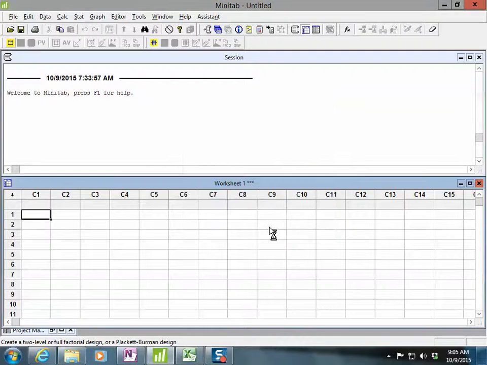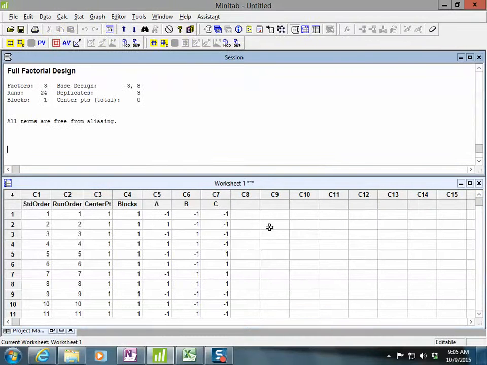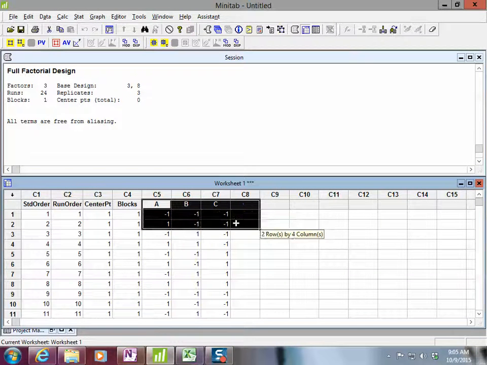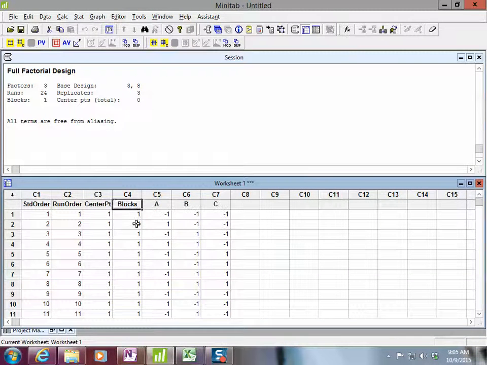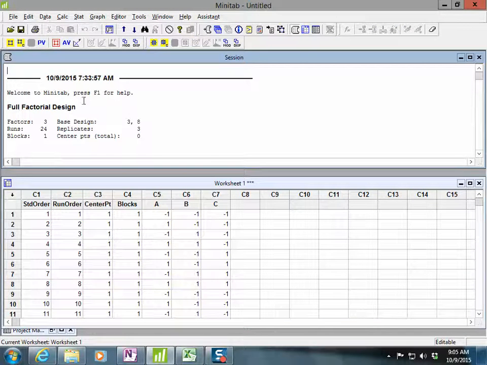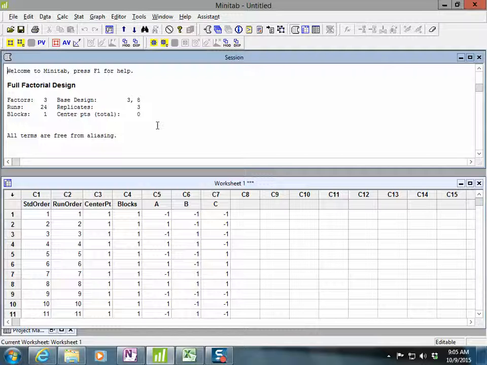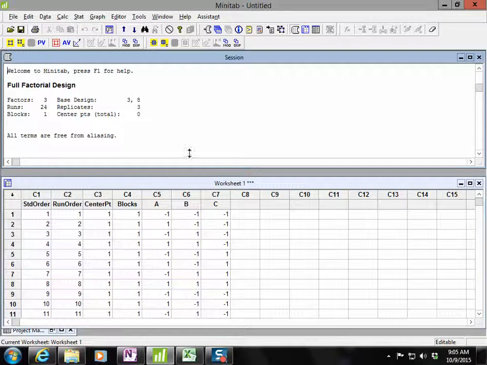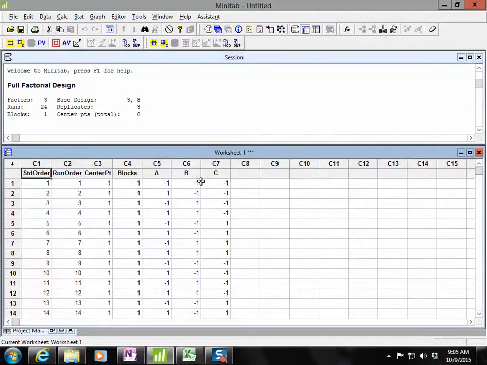So we say OK, and it generates the design. It just gives us the design table, right? So you see everything's in 1 block. We can ignore the center point. Run order is sort of meaningless. It's the same as the standard order. Up here, it's telling us this is what you told me to do. It gives you a running report of the things that you've done and results. And then here is the worksheet, just like the Excel.